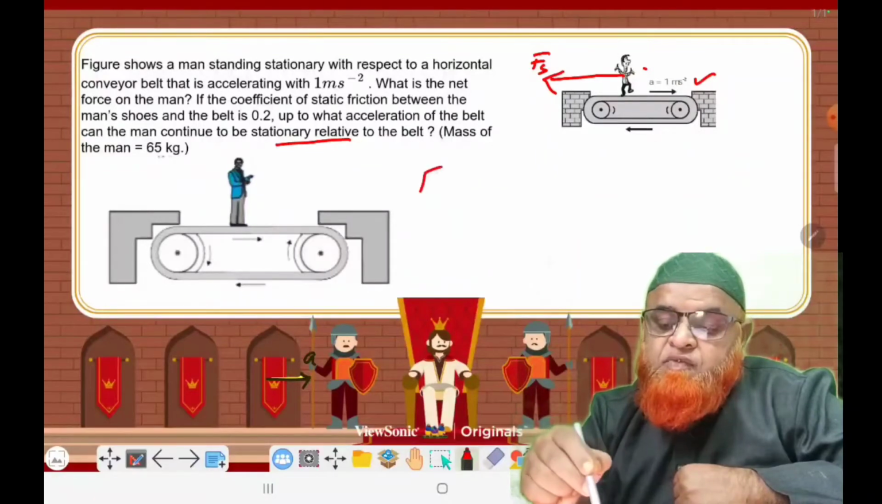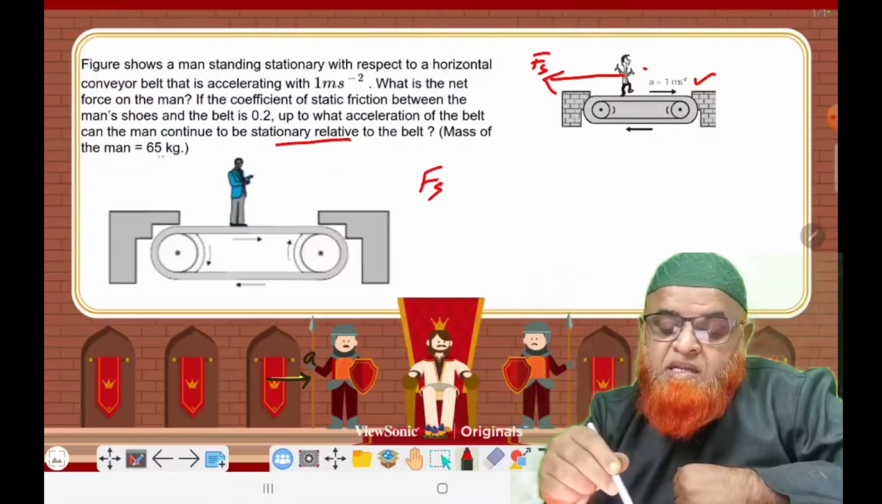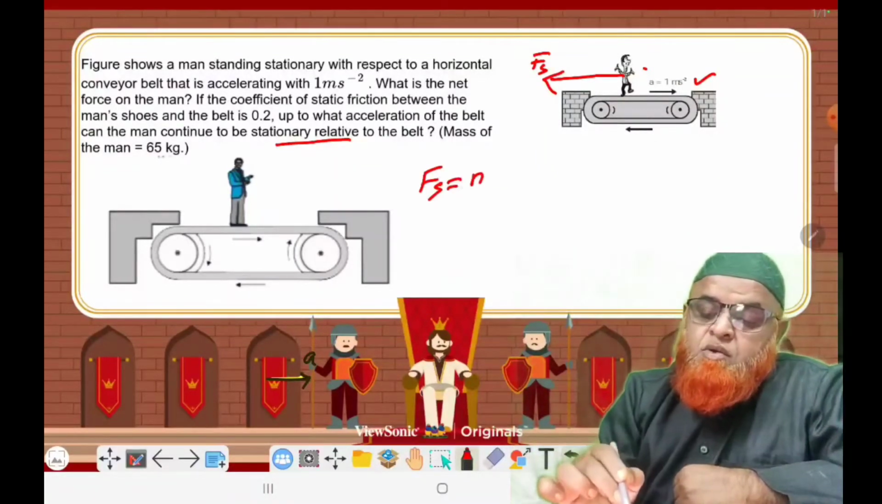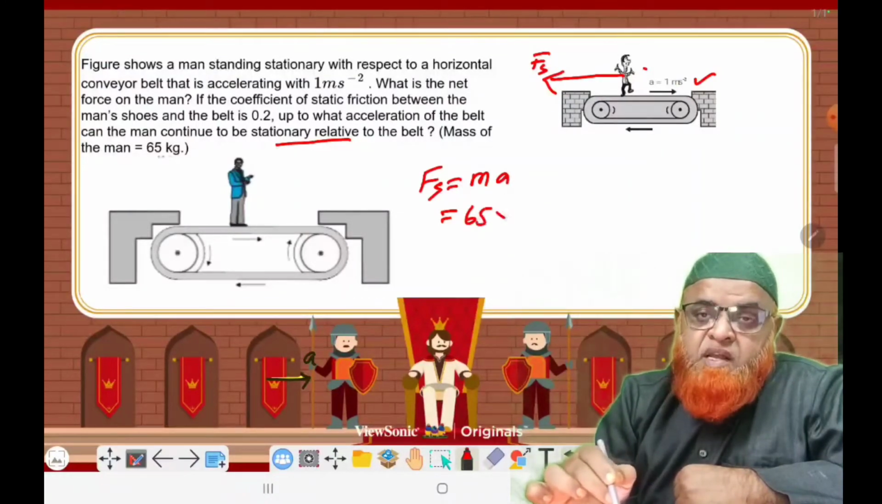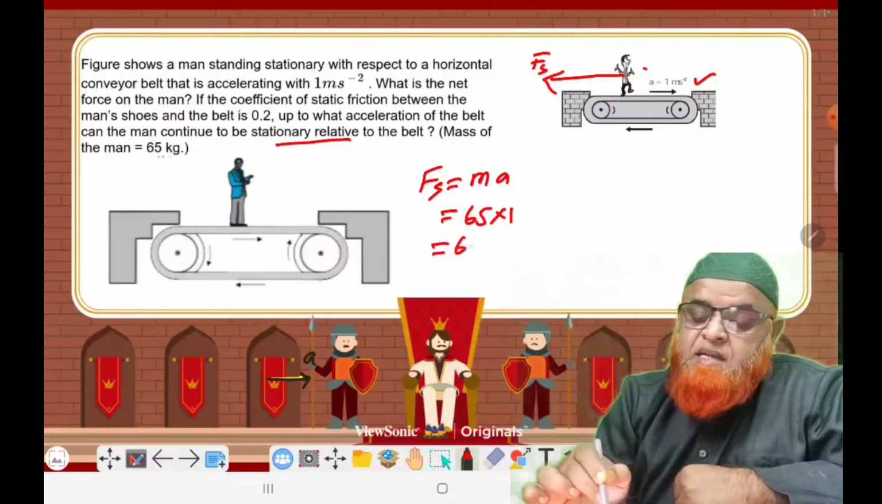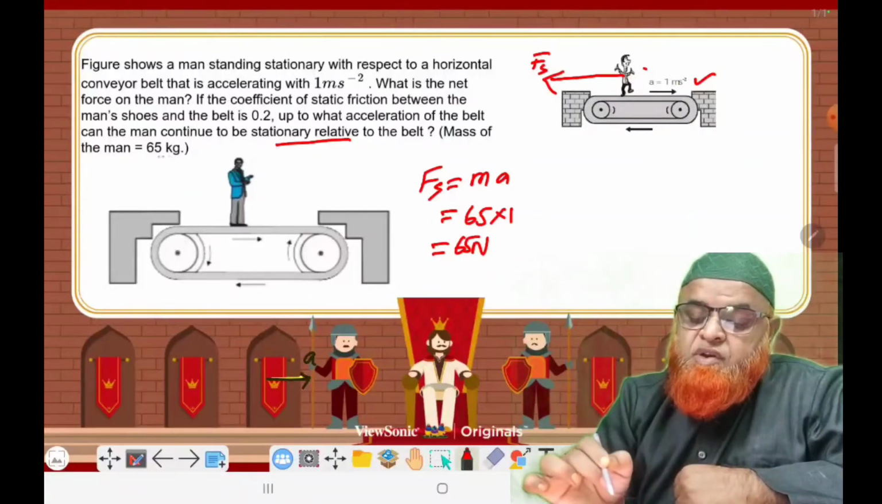second square. Therefore, the pseudo force acting on the man is Fs equal to mass of the man times acceleration. The mass of the man is given as 65, times acceleration 1. Therefore, the net force acting on the man is 65 newtons.